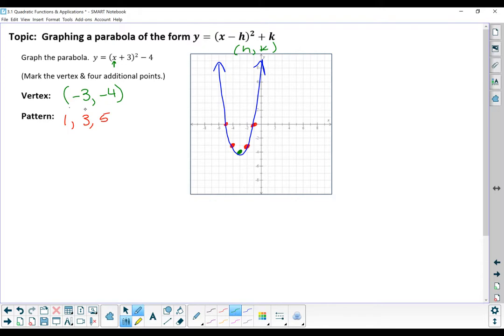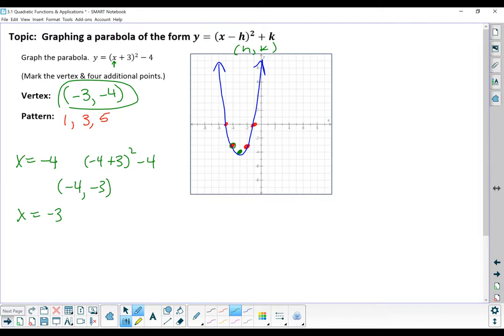If you don't like using the pattern, you can always just substitute in. So once you know where the vertex is, just choose x values on each side. So maybe you choose -4 to start, and you calculate (-4 + 3) squared minus 4, and that gives you the point. That's -1 squared, so that's -3. And so that gives you the other point. So if you don't like using the 1-3-5 pattern, just pick different x values and substitute them in until you have gotten 5 points for your graph.